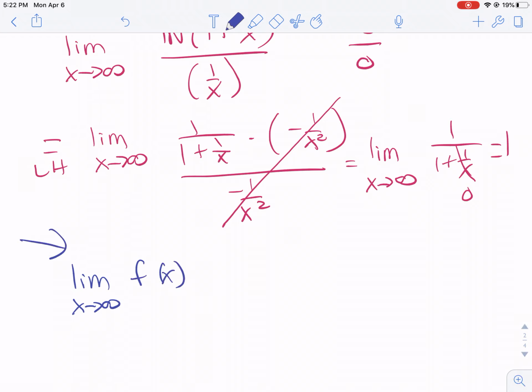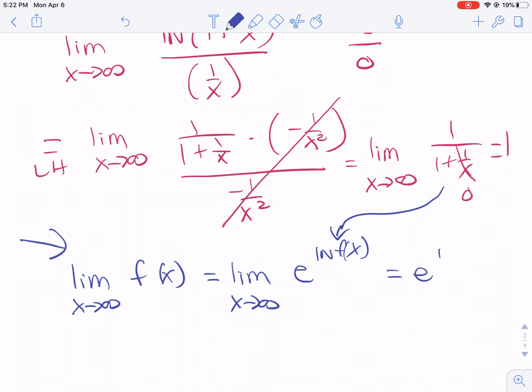I expect to see you rewrite this. This is me seeing that you understand what you just did. So what we just did was, I know I want this. I know that that is mathematically equivalent to this. This 1 represents that, so this is e to the 1, or e. That is the answer to the problem.